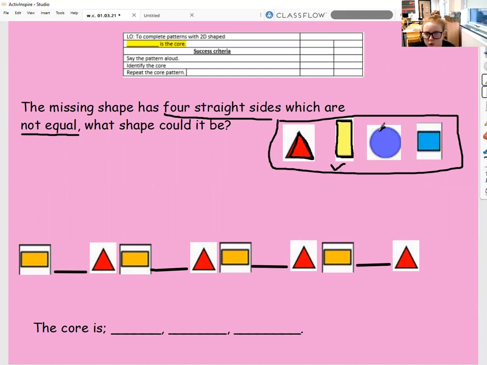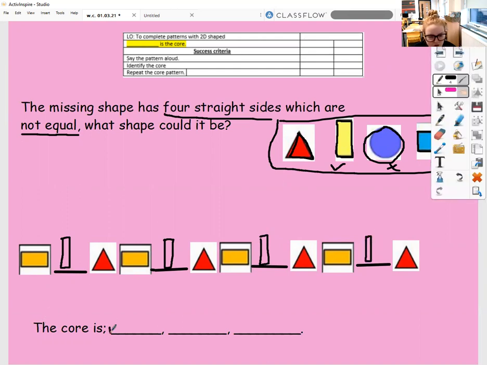My circle has 1 curved side. Could it be a circle? Nope. And my square has 4 straight sides, but they are equal. Could it be a square? No. So that means I know my missing shape is a rectangle. So I'm going to put my rectangle in here because I know my missing shape is a rectangle. And I know the core is rectangle.